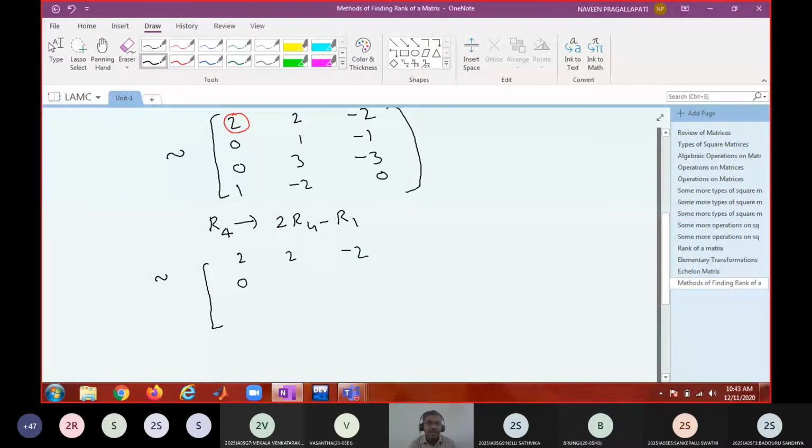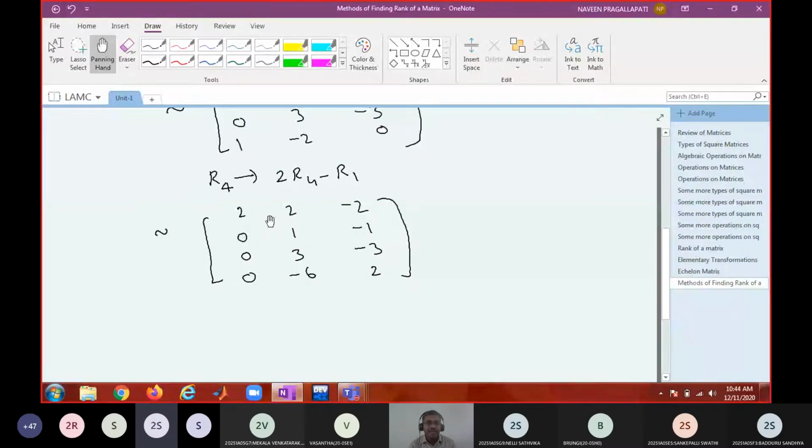So then 2 minus 2, 0, 1 minus 1, 0, 3 minus 3. Next, do the operations. 2 minus 2, 0. And you are multiplying the fourth row with 2. So minus 4 minus 2. What is minus 4 minus 2? Minus 6. Next 0. 2 into 0, 0. 0 minus of minus, plus 2. So plus 2. Now did we make all the entries under the pivot position 0? Yes, sir. Now leave the first row.